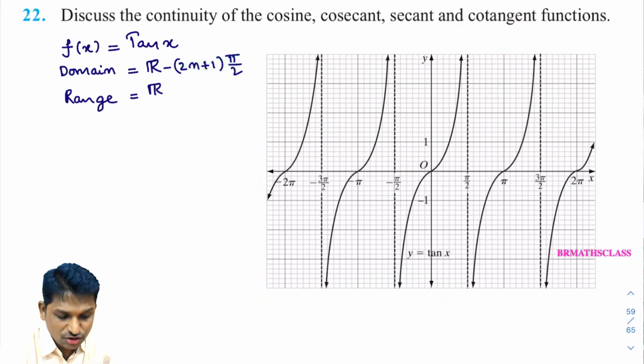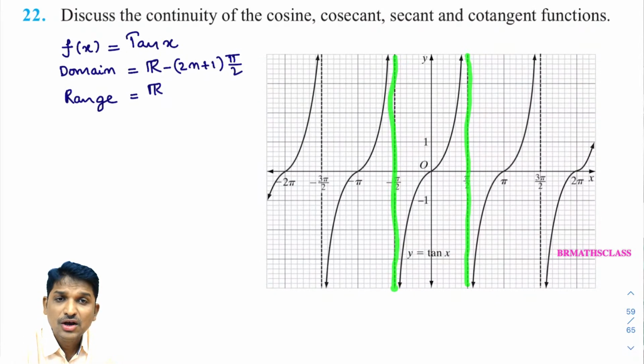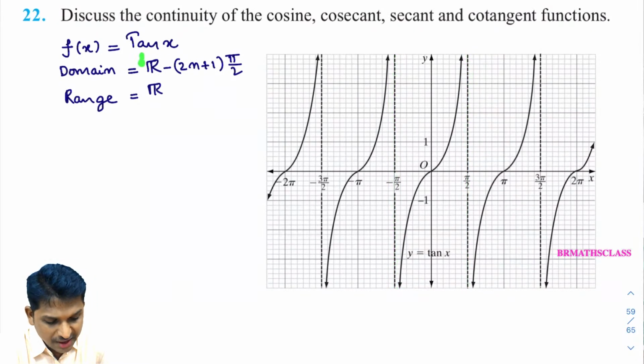Don't discuss the continuity of this function at pi by 2, because tan pi by 2 is what? At pi by 2 the function is not defined. So do not discuss continuity of the function where it is not defined. You always discuss continuity of the function in its domain.